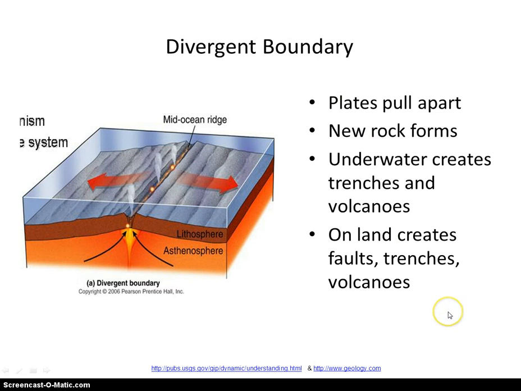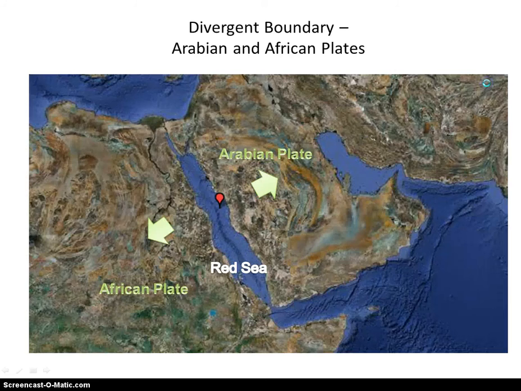Now at a divergent boundary, plates pull apart, a new rock forms, and an underwater trench happens. So you get underwater trenches and volcanoes, and then on land you get faults, trenches, and volcanoes. You should know at least one example for each of these. Just know that a divergent boundary divides apart. Here's an example of that. Eventually, the Red Sea is going to blend completely with the Mediterranean and the Indian Ocean.